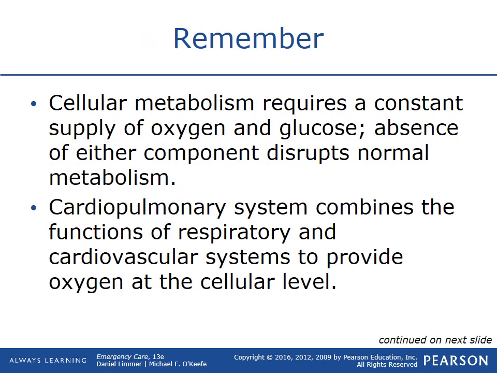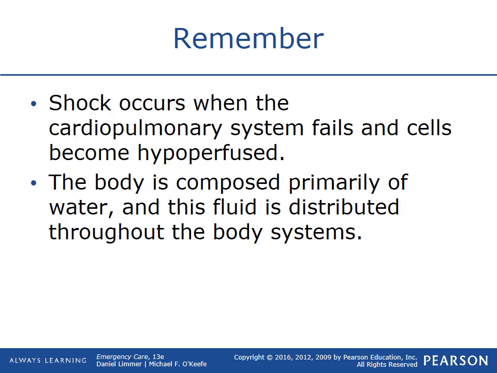Cellular metabolism requires a constant supply of oxygen and glucose. So if you don't have oxygen and glucose, then your body's not going to metabolize. We need to metabolize to survive. The cardiopulmonary system combines the functions of the respiratory and cardiovascular systems to provide oxygen to every cell. Every cell in our body needs oxygen, glucose, and water. Shock occurs when the cardiopulmonary system fails and cells become hypoperfused.